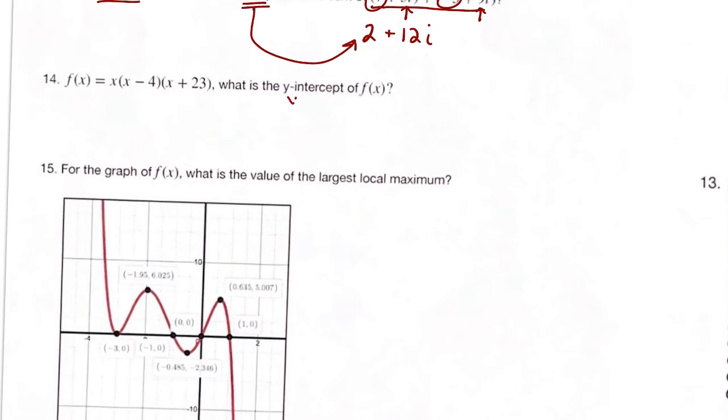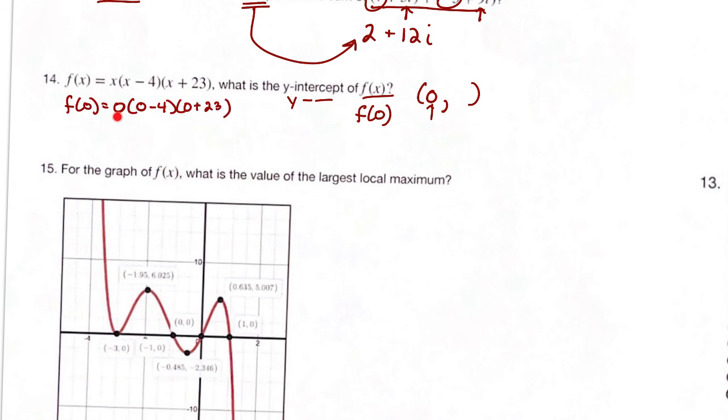14, what is the y-intercept of f of x? The y-intercept always has an x value of 0. So really, you just have to find the f of 0, and it'll tell you the y-intercept. So let's put a 0 in. This is going to be some easy math, because 0 times anything is 0. And so you can work it all the way out like this, but that's just going to be 0. So the y-intercept is 0.